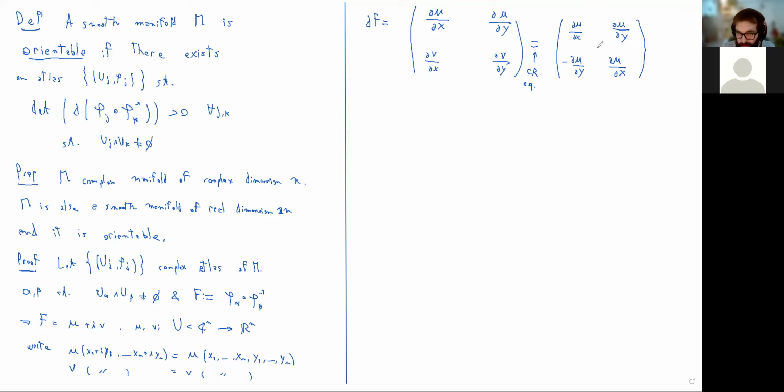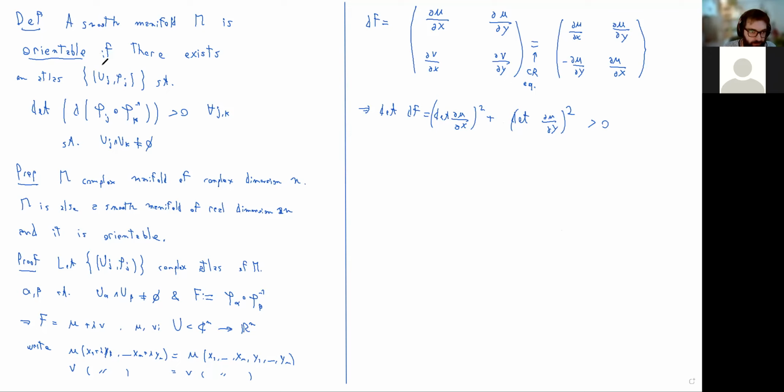And now if we look at the determinant of this, it is nothing but the determinant of dU/dx squared plus the determinant of dU/dy squared. And this is therefore always positive, as these are two real numbers, and they're never simultaneously zero. Of course, we have to say that because U was itself the real part of a biholomorphism, these derivatives cannot be zero simultaneously.